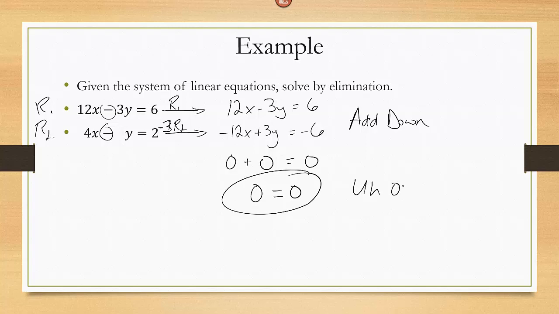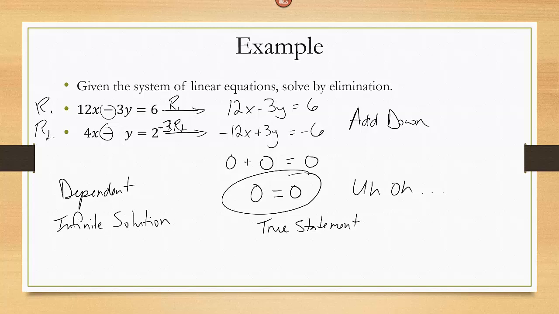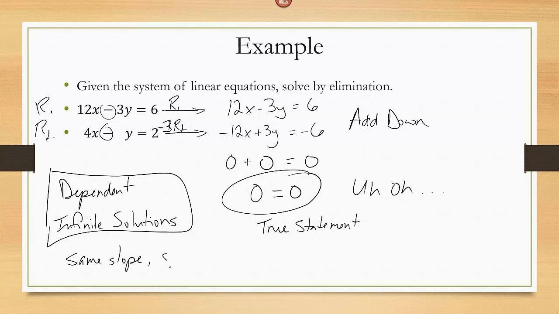Alright. Check this out. If you have a true statement, 0 equals 0, 1 equals 1, 5 equals 5, then we have a dependent system of linear equations. And a dependent system has how many solutions? Infinite solutions. Okay, and remember that dependent lines are the same exact line. So same slope, same y-intercept.